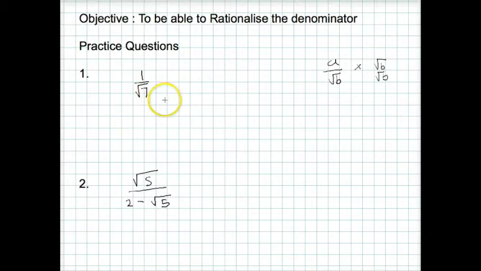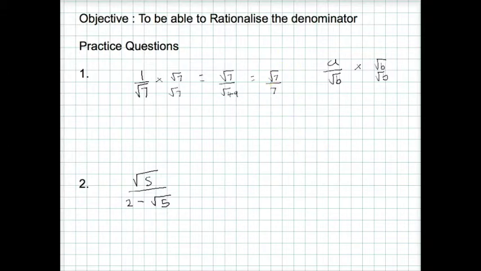So here root b is 7. So what we're going to do first of all is we're going to times the top by root 7 and we're going to times the bottom by root 7. Well, 1 root 7 is just simply root 7, but root 7 times root 7 is root 49. Root 49 now can be simplified, so your answer just becomes root 7 and root 49 is 7.